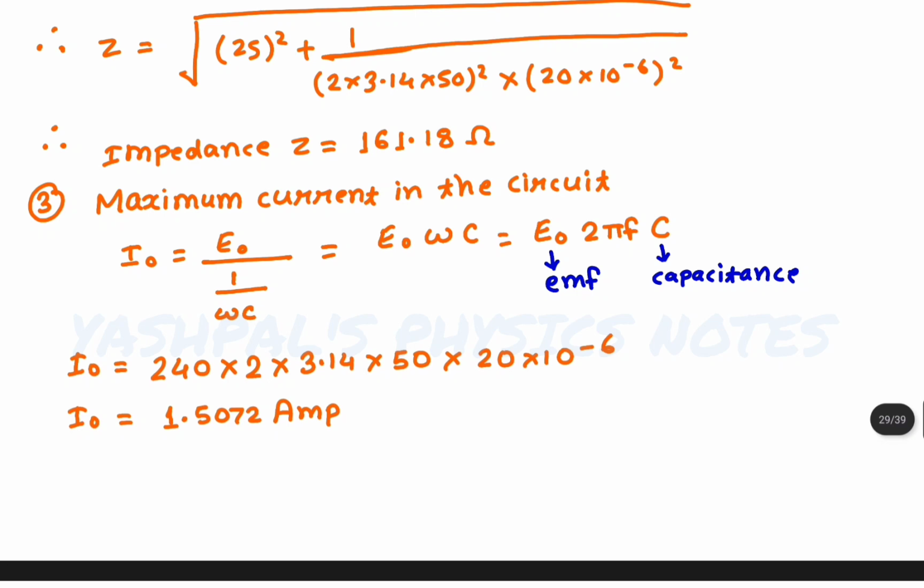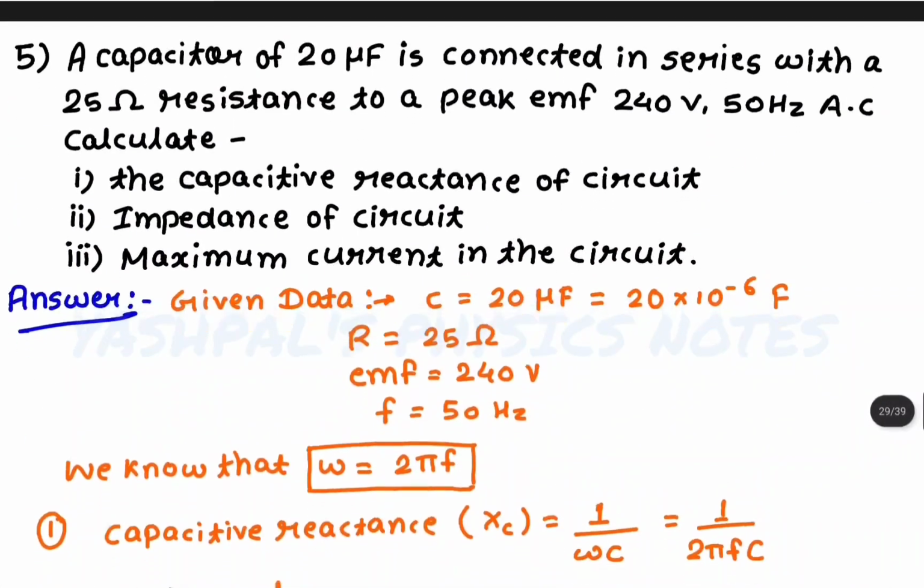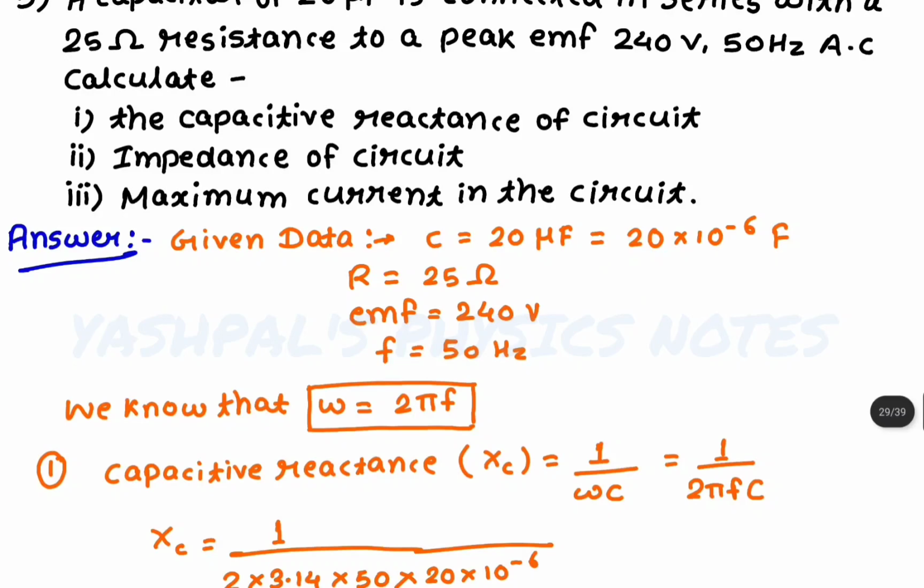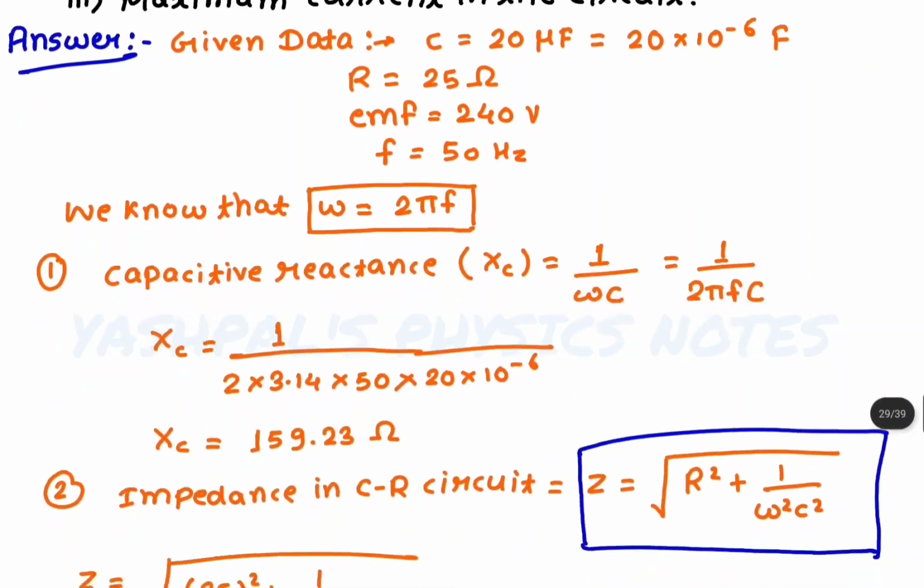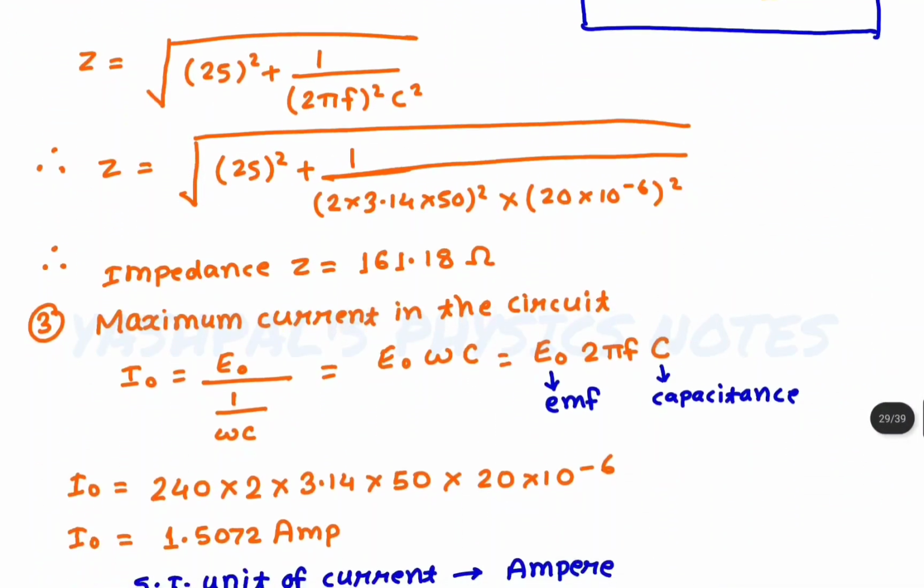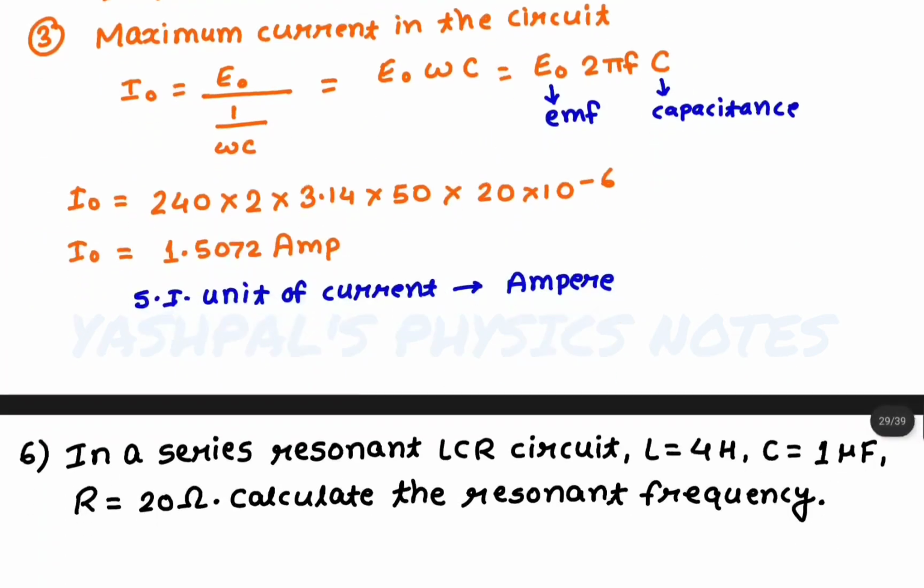So here I am again writing a note. SI unit of current is nothing but ampere. Okay, so we have solved all the 3 sub questions given in the single question. We have found the capacitive reactance of the circuit XC, we have found the impedance Z, and we have also found the maximum current in the circuit, that is I naught. You just have to remember these formulas, then and only then can you solve this type of questions. Let's move further.